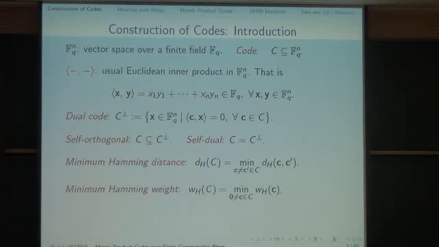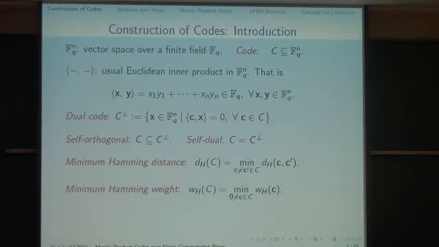By using the inner product, we can define the dual code. We also have the self-dual. If the code C is a subset of C perp, that is, C is a subset of its dual code, then we say C is self-orthogonal. And if they are the same, then we say it is self-dual.